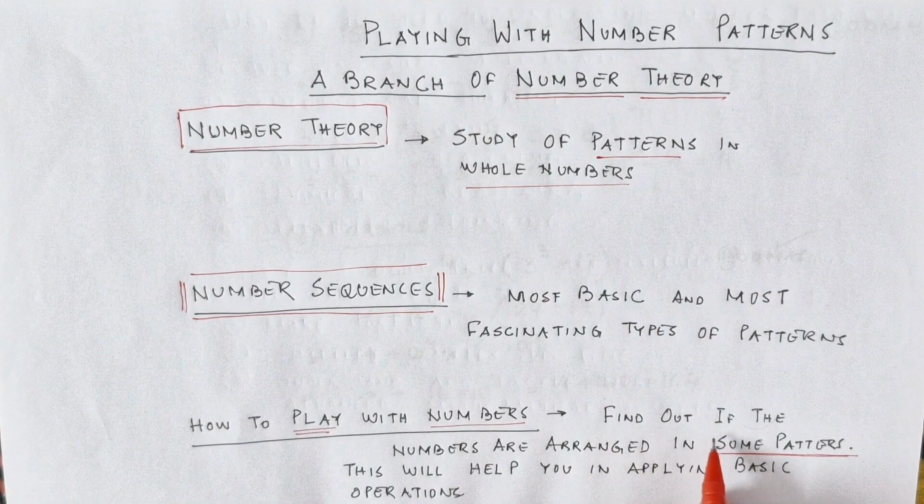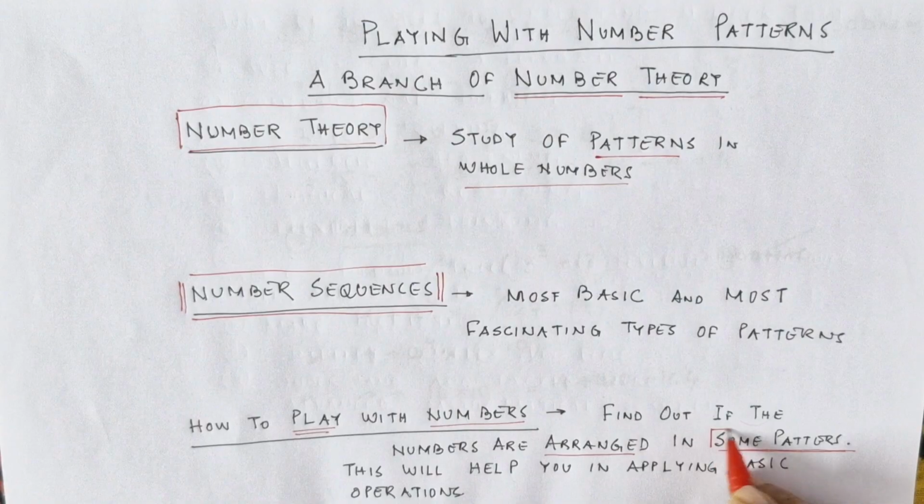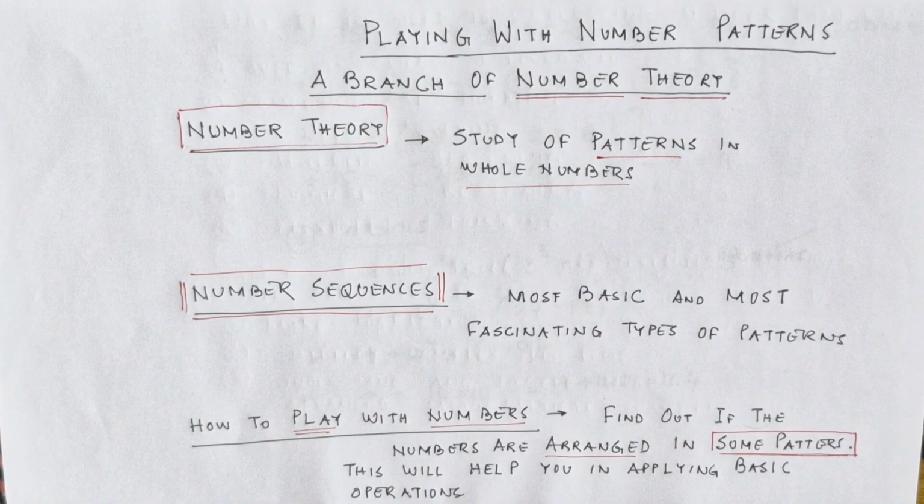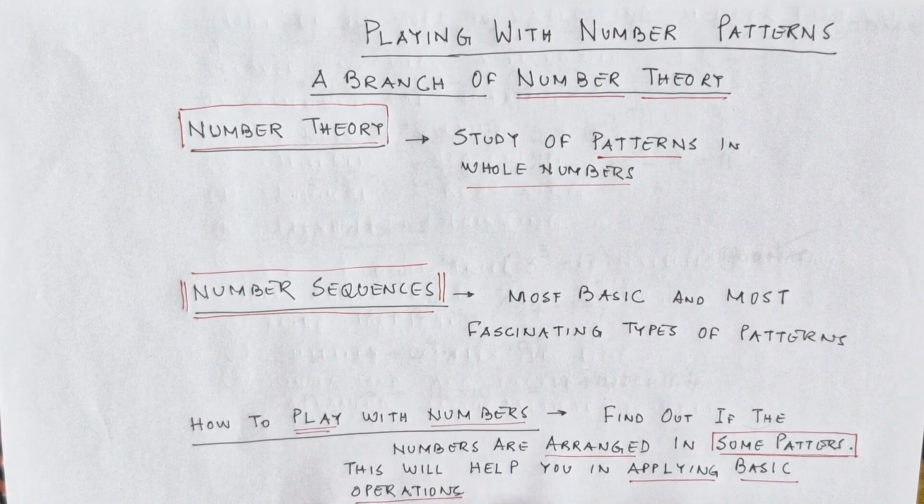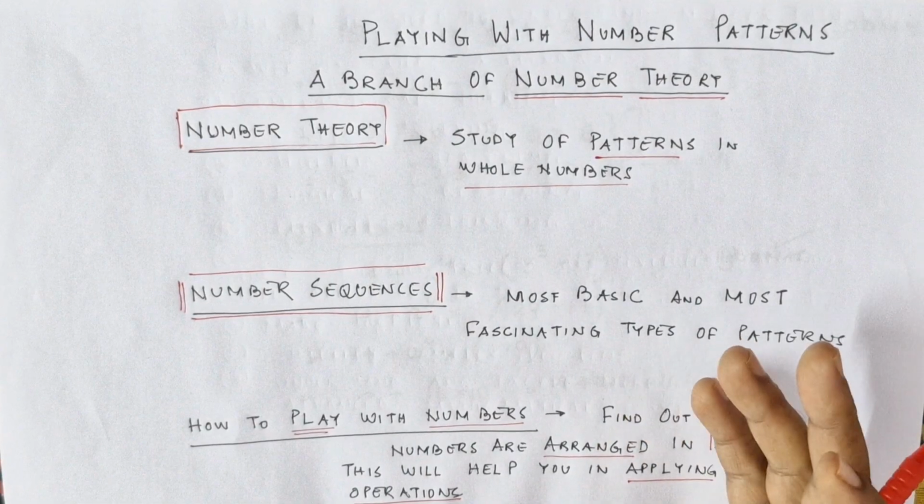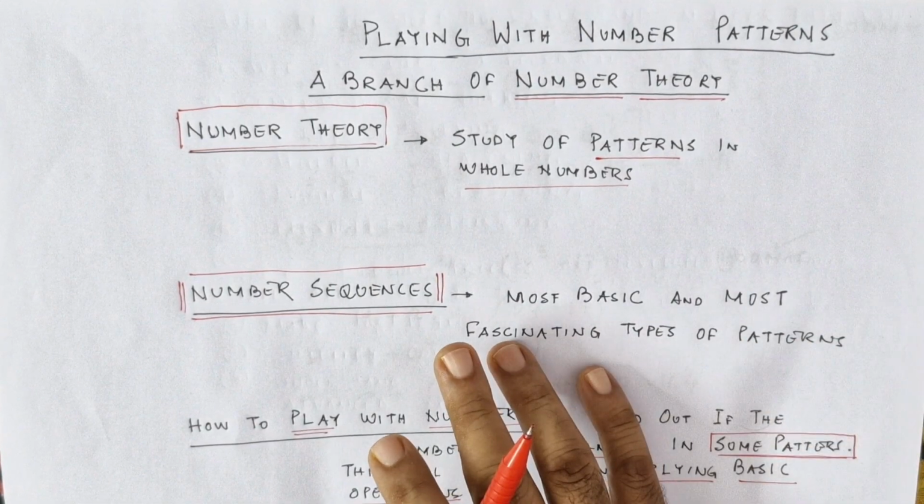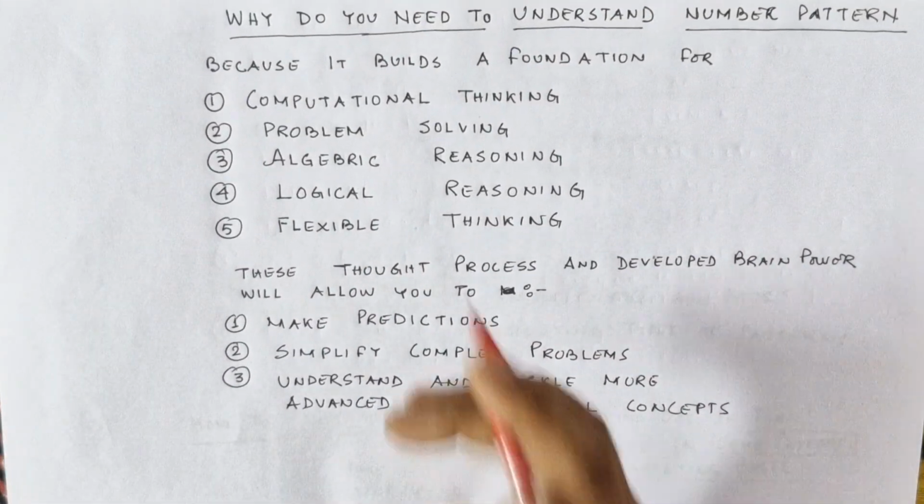So let us find out if the numbers are arranged in some patterns or not. If they are arranged in some patterns, this will help us in applying basic operations. Got it? Obviously, it will help us to do our operations much faster, much easier, and will help us to predict what would come next in the number sequences. Got it? So let's move to the next section.